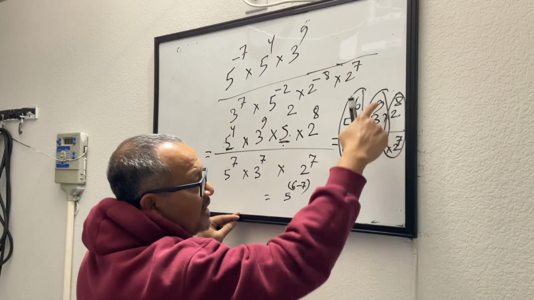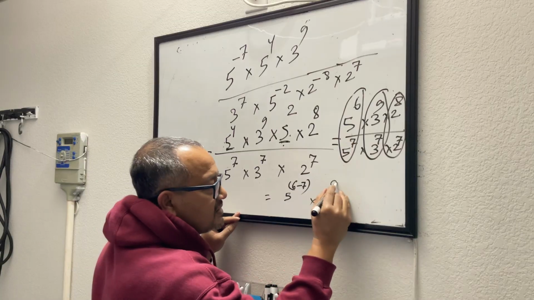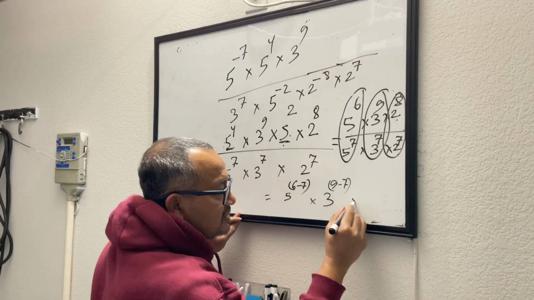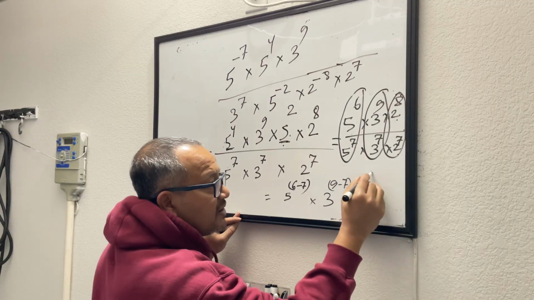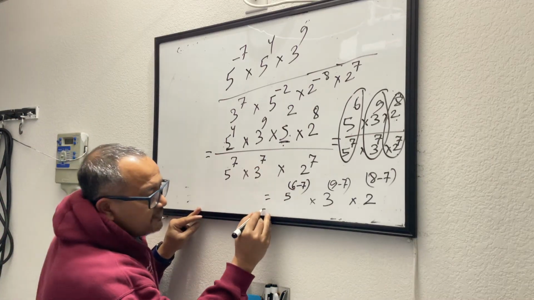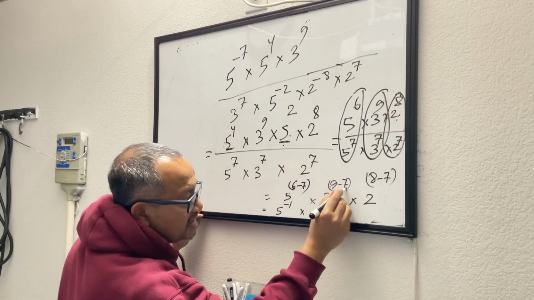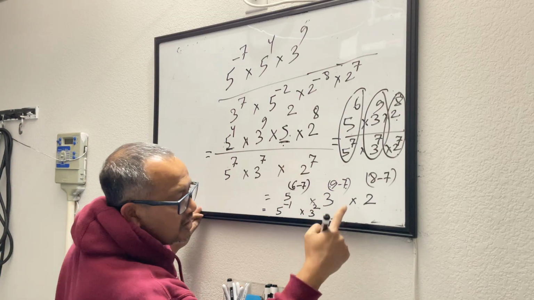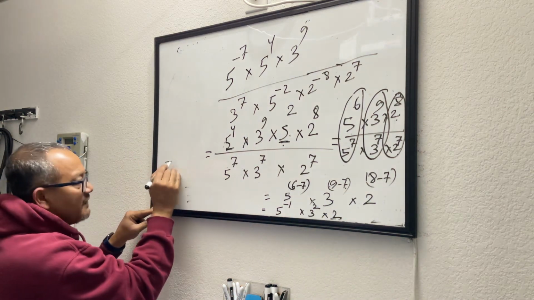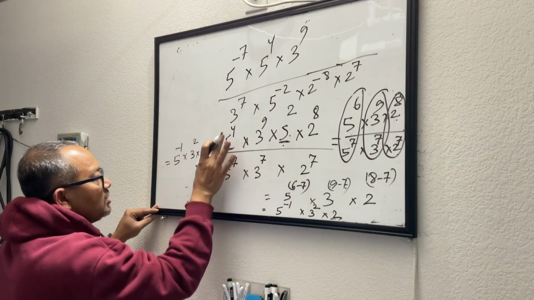Then 3 to the power 9 divided by 3 to the power 7. Again, 3 to the power 9 minus 7. Second rule of exponent. 2 to the power 8 divided by 2 to the power 7. Second rule of exponent. 2 to the power 8 minus 7. What did you get? 5 to the power 6 minus 7, that is 5 to the power minus 1. Into 3 to the power 9 minus 7, that is 3 to the power 2. Into 2 to the power 8 minus 7, that is 2. So now what you have is 5 to the power minus 1 into 3 to the power 2 into 2.